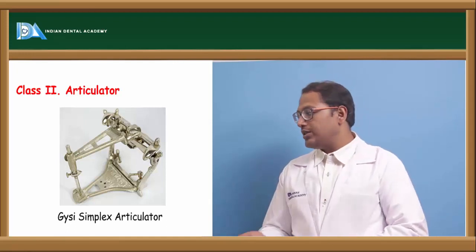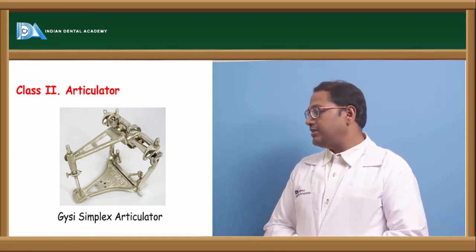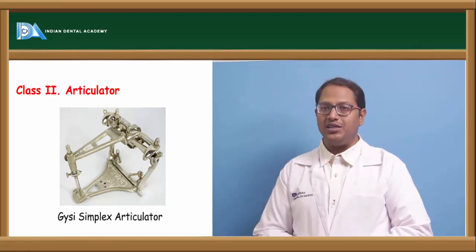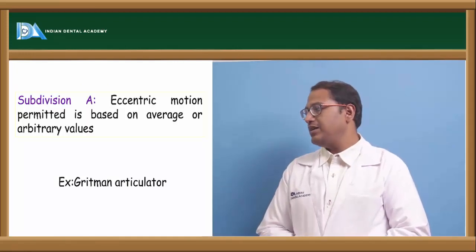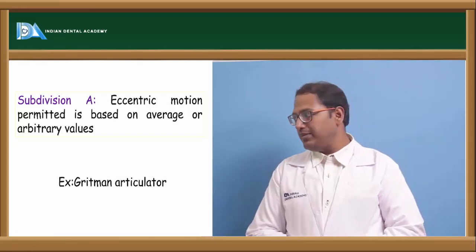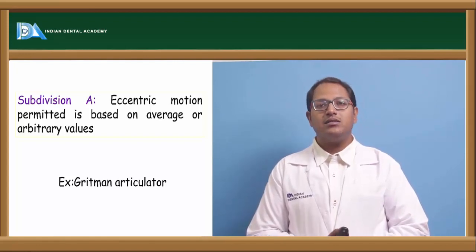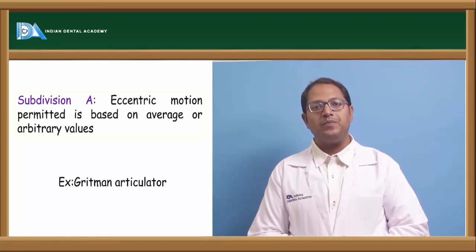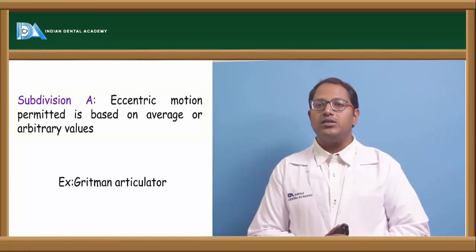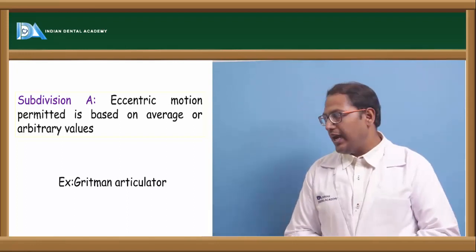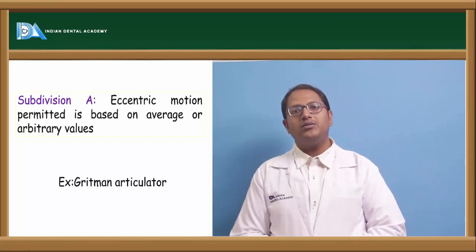Gysi, who was a mechanical engineer for that matter, developed the Gysi simplex articulator, which is the simplest articulator. It was the first time eccentric motion was permitted, but it was based on arbitrary values. How do those arbitrary values come about? The condylar guidance that we are supposed to take is 30 degrees. The incisal guidance that we are supposed to take was 0 degrees. So these were the arbitrary values taken, and based on that the articulator was developed.